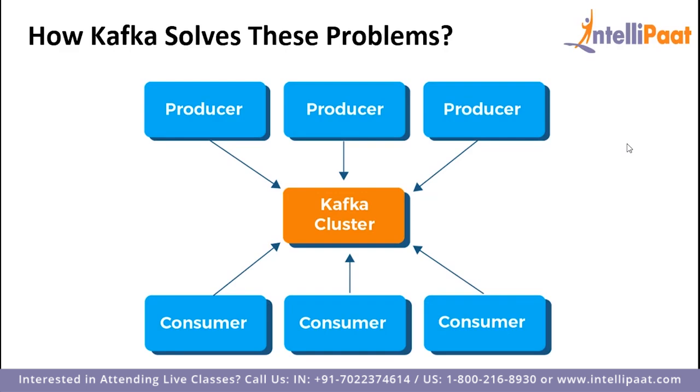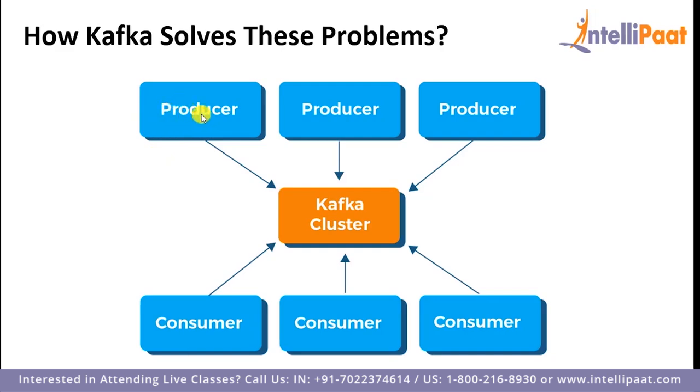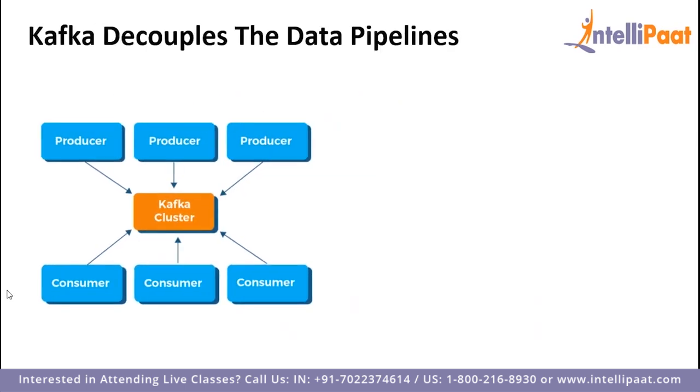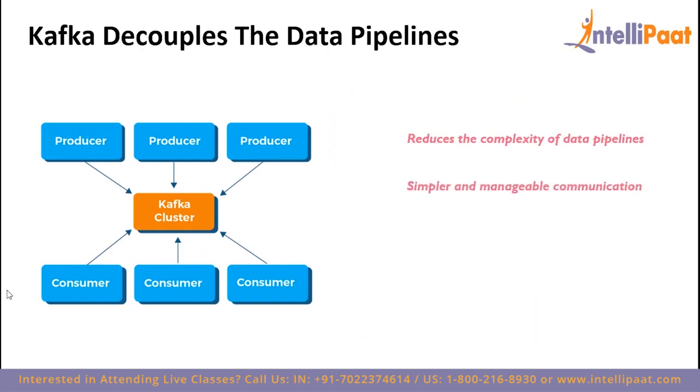So Kafka basically decouples the pipelines. As you can see, there is a cluster in the center and then we have consumers which can place a request and there are producers which send messages. So the producers send messages to the cluster from where the consumers can fetch them. This way, Apache Kafka reduces the complexity of data pipelines and makes communication between systems simpler and manageable. And it is also easy to establish remote communication and send data across a network. So you can establish an asynchronous communication and send messages. Kafka also ensures that the communication is extremely reliable.